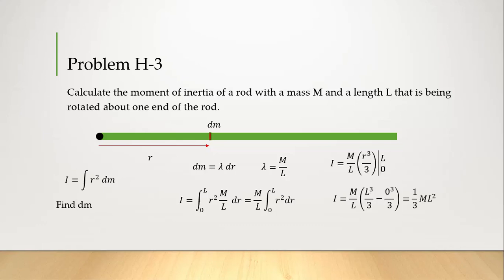Well, if I do that integral from 0 to L, r squared dr, I get r cubed over 3 evaluated from 0 to L. When I evaluate that, I get L cubed over 3 minus 0 cubed over 3. So I have m over L times L cubed over 3, and what you end up with is 1/3 mL squared. That's what the moment of inertia of a rod is, and that actually verifies what we already know about that rod. Now, it's worth pointing out this would only work if this is a uniform rod.